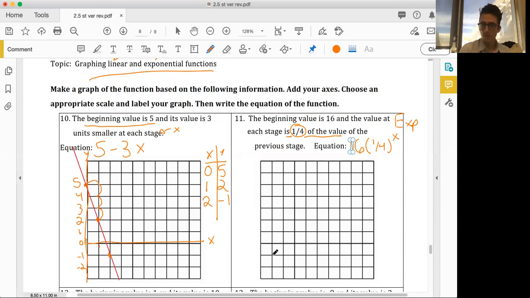Let's see, how can we scale this? Well, this is going to be pretty positive for a bit. So let's say that this is our x-axis. This is our y-axis. I'll have this go in increments of 4. So 4, 8, 12, 16. Call this 1, 2, 3.